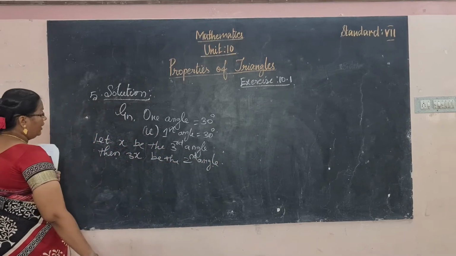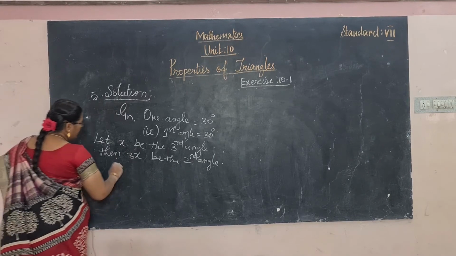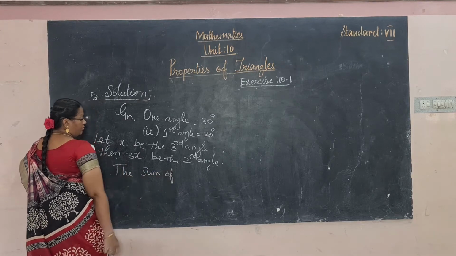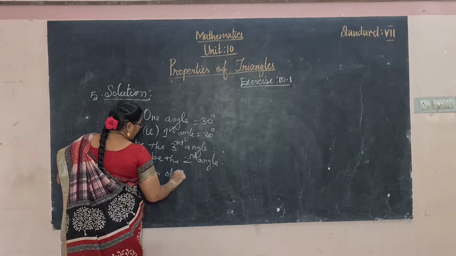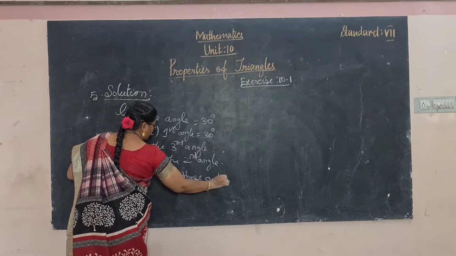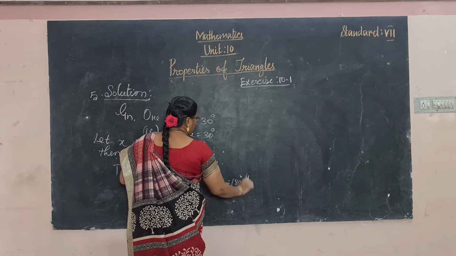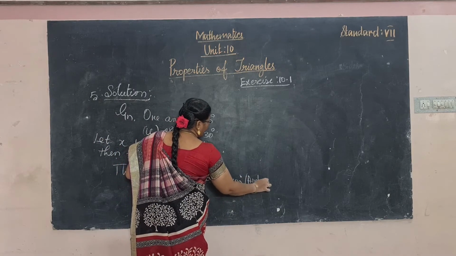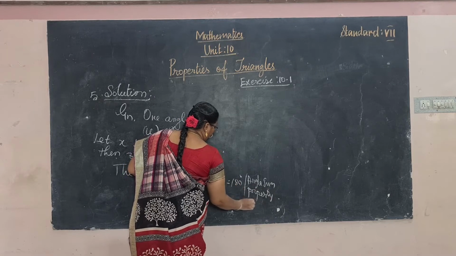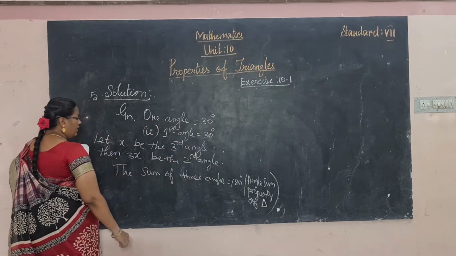Find the measure of all the angles. So the sum of three angles is equal to 180 degrees. Here we write the angle sum property of a triangle. Okay, so the sum of three angles is equal to 180 degrees.